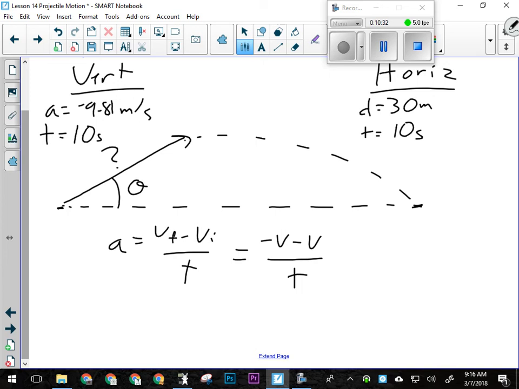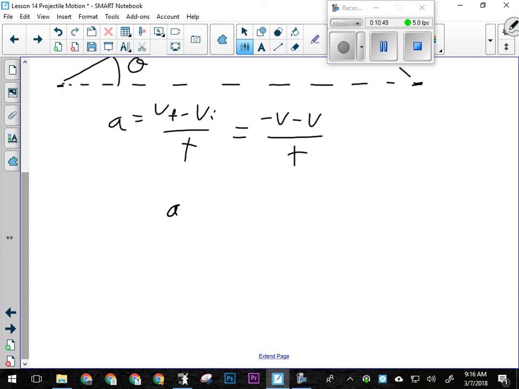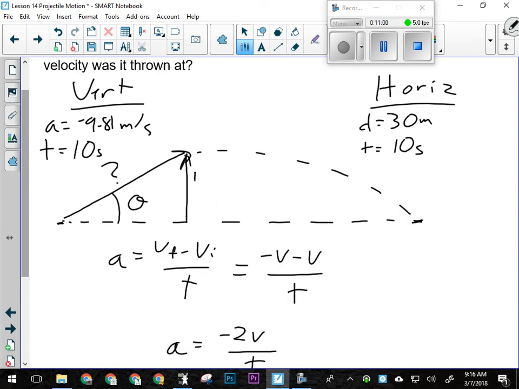Did I just essentially make a 4-variable formula a 3-variable formula? And I know 2 out of the 3, don't I? So on the top of this, what's negative V minus V? Negative 2V. So really what I'm saying here is that acceleration equals negative 2V over T. And I know A and T. Now I can figure out this side of the triangle. Once I know that side of the triangle, I can figure out the projected velocity, because I'll be able to find the angle and the hypotenuse, because I'll then have two sides.